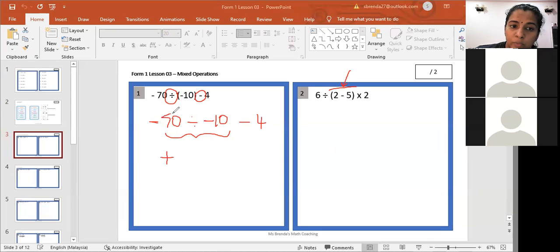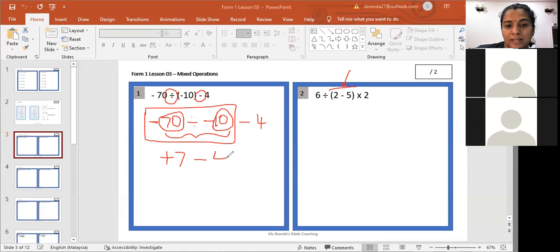Now you work with the number part. What is 70 divided by 10? 7. So now you have worked with this part of the equation. Now you continue writing the other part. So now you have positive 7 minus 4, which is 3. Okay, let's do more questions.